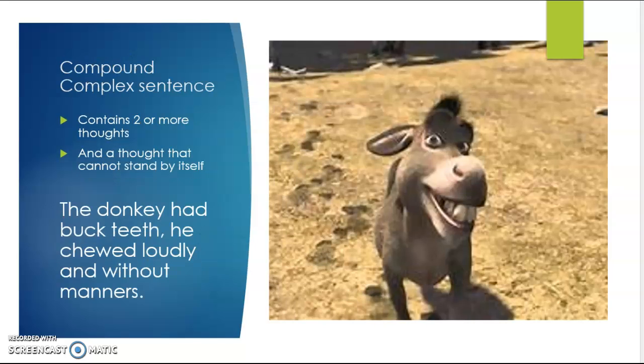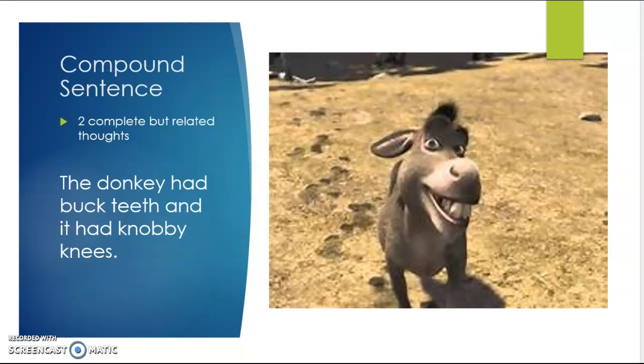Okay, I'm going to jump ahead here for flow's sake. Next, let's look at a compound sentence. A compound sentence has 2 complete but related thoughts. Okay, so it's compound. So there's 2 complete thoughts, but they are related. The donkey had buck teeth and it had knobby knees.